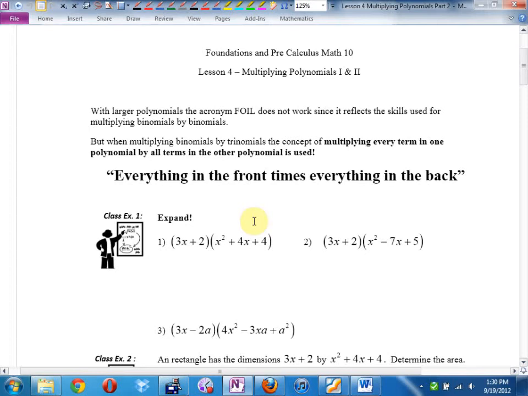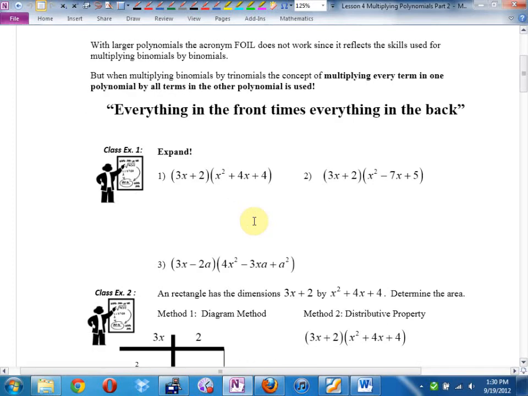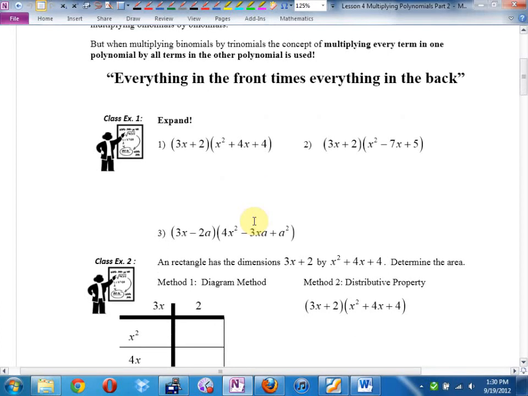What I remember, and this is what I've been repeating for the last couple of days: everything in the front times everything in the back. So, you may have done stuff like example 1 last year. This is what they'll throw at you on the provincial this year. Expand. What that really means is multiply out and get rid of brackets. You know how I'm going to do that? I'll give you a hint. Everything in the front times everything in the back.